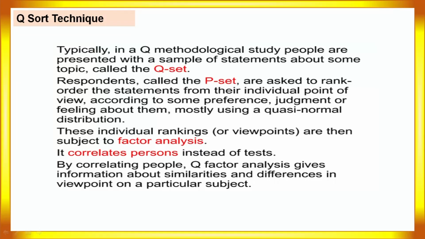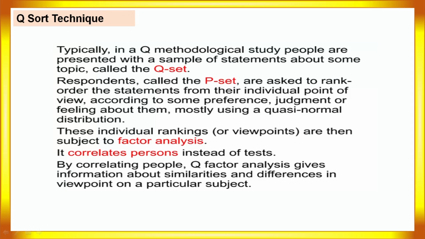Okay. So, here in the Q methodology the respondents are generally presented with a sample of statements about some topic, and these may be statements, pictures, or other forms. They are written on a set of cards, which we call the Q set, and the respondents, who are called the P set, are asked to rank order these cards from their individual point of view according to certain preference, judgment or feeling about them. And these individual rankings are then subjected to different forms of analysis.